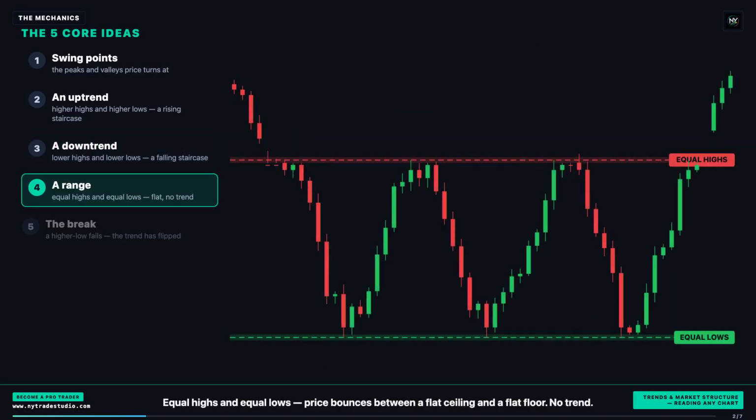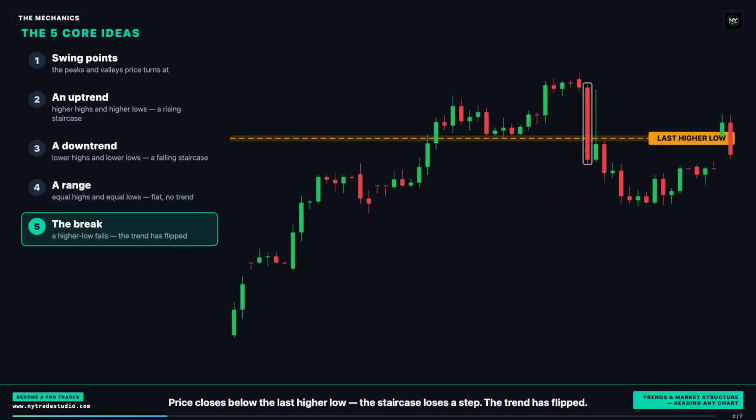And the third state, the one most traders fight and lose to? A range. Here the highs are all about equal, and the lows are all about equal. Price just bounces between a flat ceiling and a flat floor. No higher highs, no lower lows, neither side is winning, so there is no trend to trade, and the honest move is to wait for a break.